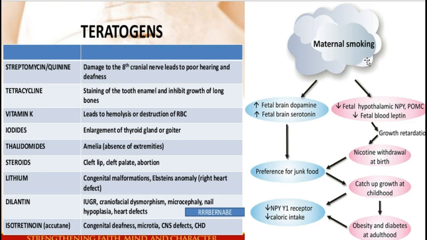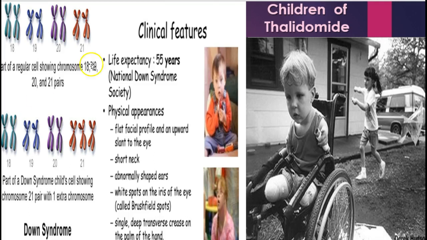Drinking is also very serious, so mothers should not drink either during pregnancy. Down syndrome is also a congenital defect. Clinical features: we see that they have a flat facial profile, slanted eyes, short necks, abnormally shaped ears, and white spots on the iris of the eyes. These are called Brushfield spots. And they can have a deep transverse crease in the palm of their hand.